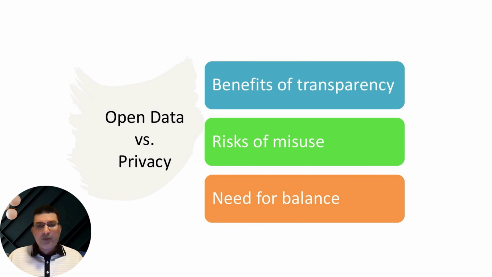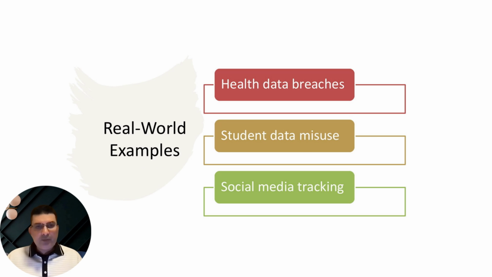Open data is valuable. It promotes transparency, reproducibility, collaboration, but it also increases risk. If data is too open, privacy is threatened. Vulnerable groups are exposed. Misuse becomes easier, so we must balance openness and protection. There is no simple rule. It requires judgment. Let me give you a few practical examples.